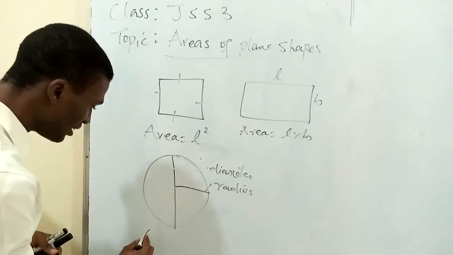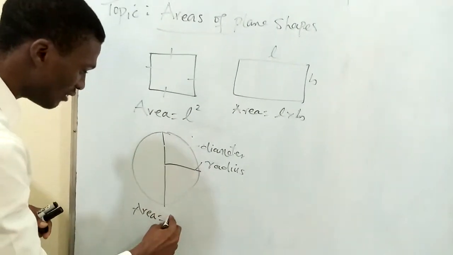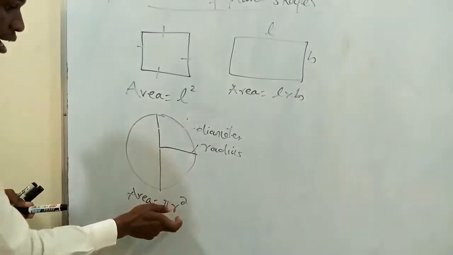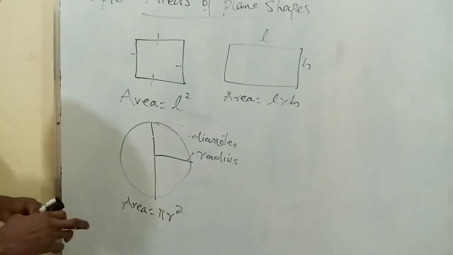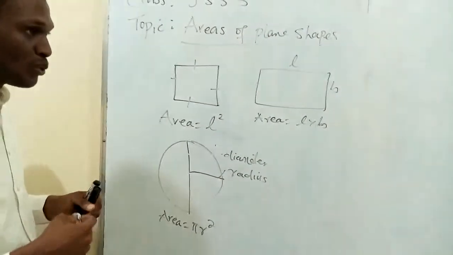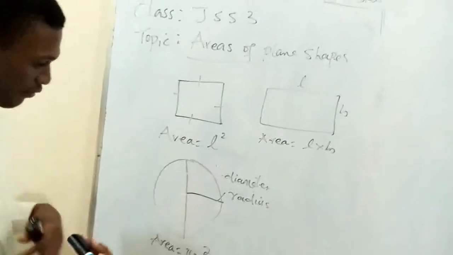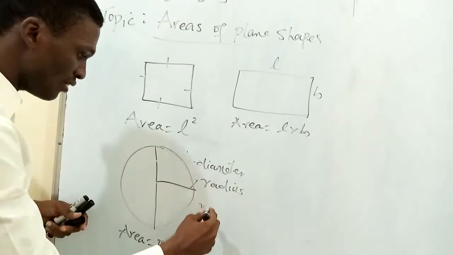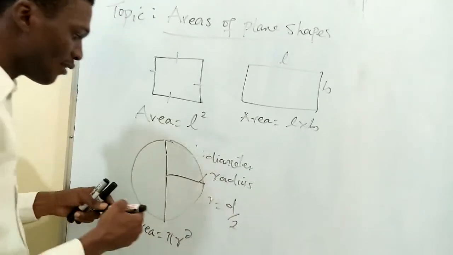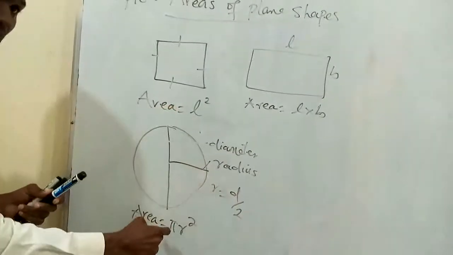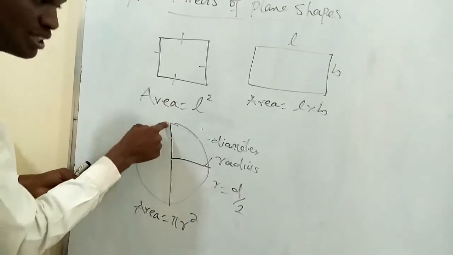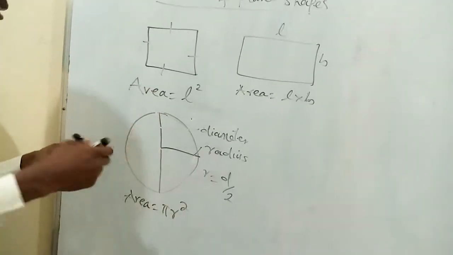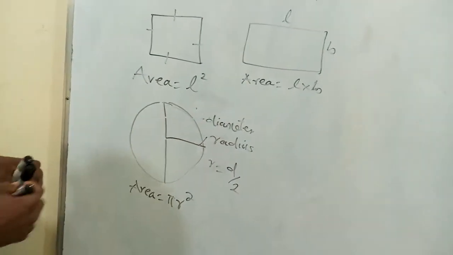The formula for calculating the area of a circle is pi r squared, where r is the radius and pi is given as 22/7 or 3.142 as the case may be. 2 radii make 1 diameter, so a radius is diameter over 2. Half a diameter gives us a radius. On the board, from this point to this point is a radius, and from this point to this point is another radius. We add the 2 to get 2 radii, which is equal to our diameter.